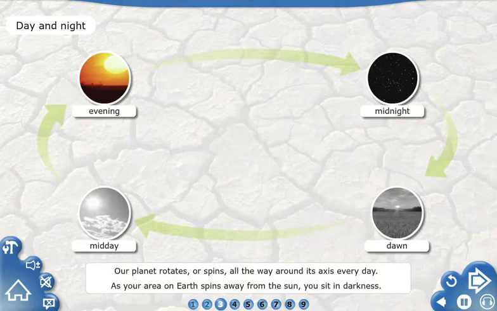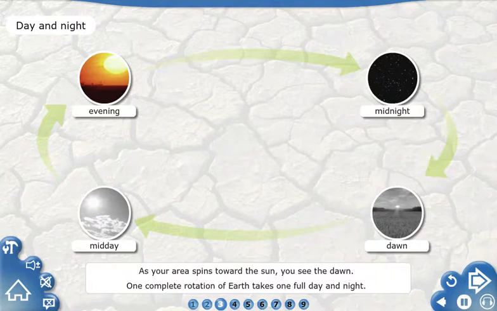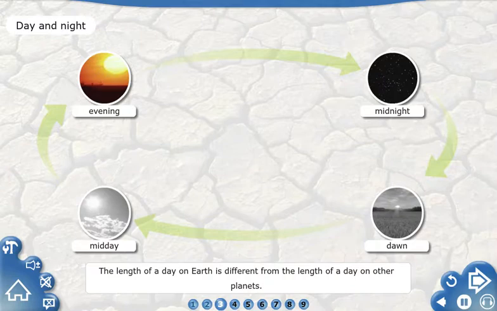As your area on Earth spins away from the Sun, you sit in darkness. As your area spins toward the Sun, you see the dawn. One complete rotation of Earth takes one full day and night. The length of a day on Earth is different from the length of a day on other planets.